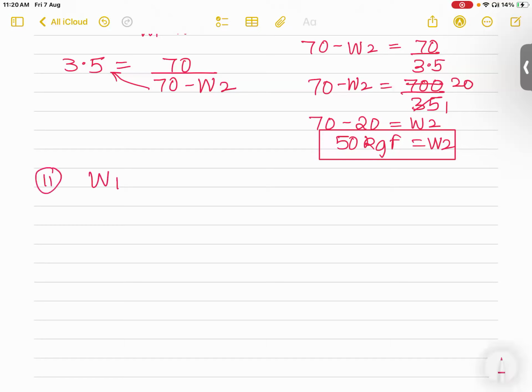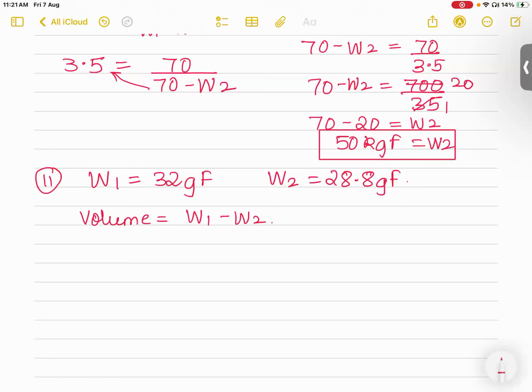Weight in air is W1, 32 gf. Weight in water is W2, 28.8 gf. I'm supposed to calculate the volume of the solid. So to calculate the volume of the solid, kids, we will use the formula W1 minus W2.